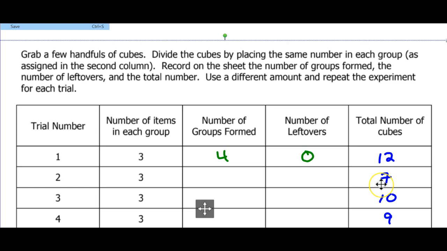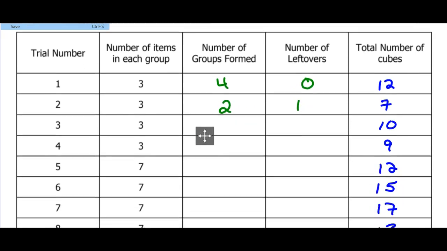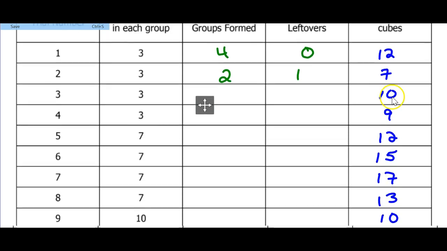Now, if we grabbed out 7 pennies, 7 pennies would give us 2 groups of 3 with 1 left over. So it would look like this. That would be 7 pennies, so we could form 2 groups of 3 and 1 left over. Coming down my list here, if I grabbed out 10, I could form 3 groups of 3 with 1 left over. If I had 9, I would get 3 groups of 3 with none left over.